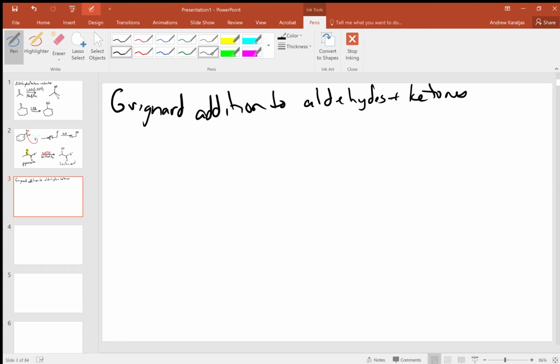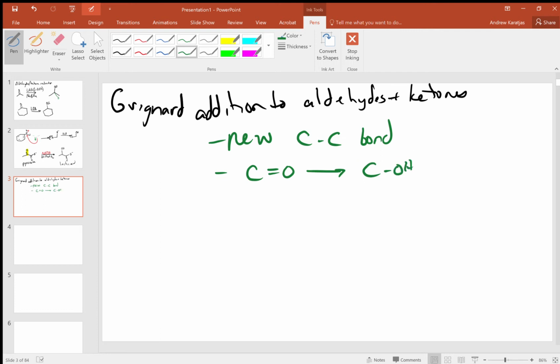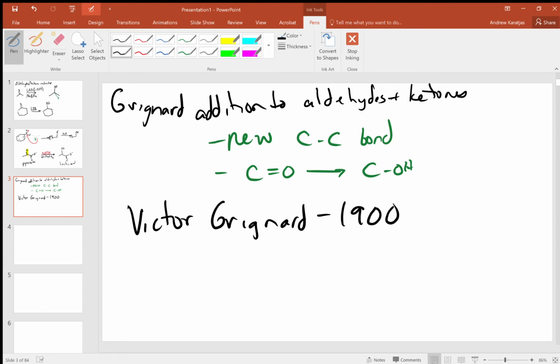But overall, what's going to make this reaction valuable is it gives us a new carbon-carbon bond, and it converts our carbonyl into an alcohol. So the Grignard reaction is credited to Victor Grignard around 1900, and this reaction was so quickly found to be useful that just 12 years later, he won the Nobel Prize in Chemistry.